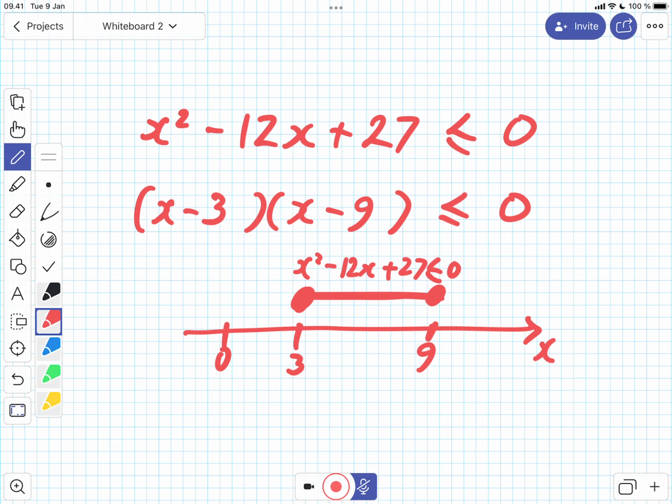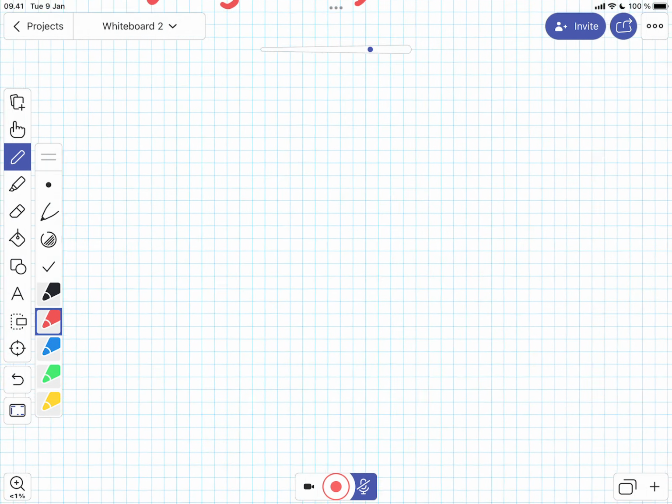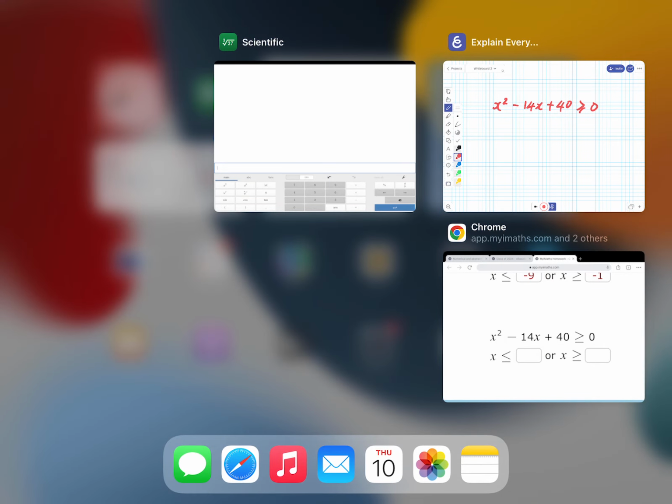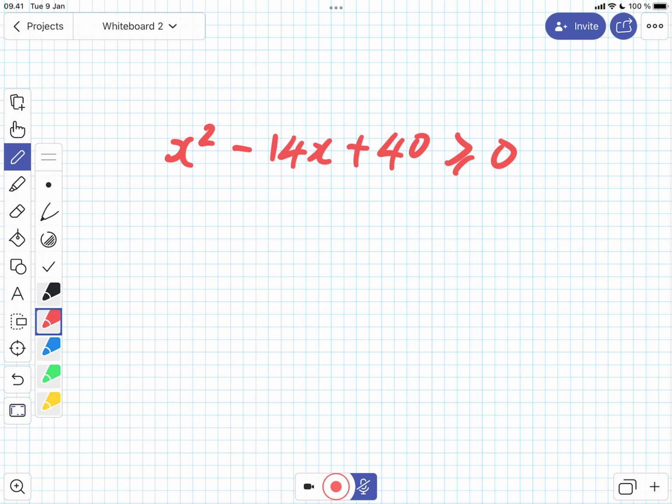Okay, so onto my pad. X squared, was it minus 14x plus 40 greater than or equal to 0? Let me just double check that. Yes, it was. Okay, so factorization. Well, to get a plus 40, it's got to either be a plus times a plus or a minus times a minus. To get a minus 14, there's got to be minuses somewhere. So it's going to be an x minus something and an x minus something in the brackets.